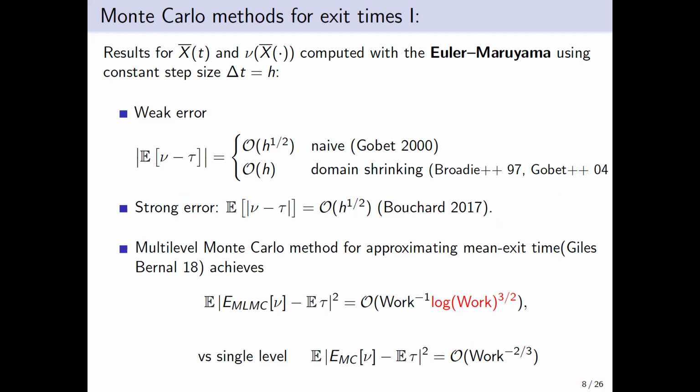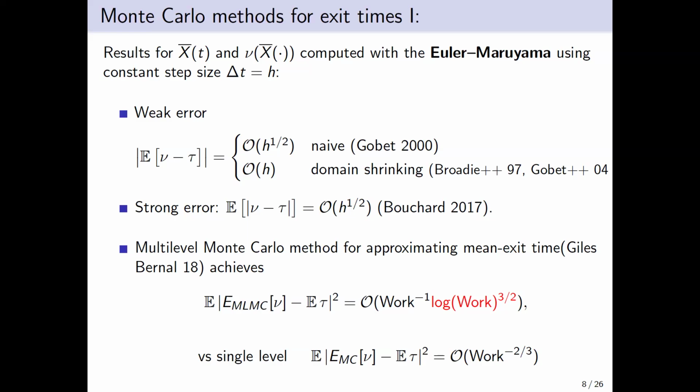What has been discovered by Broadie and Glasserman, and later Gobet for more general domains, is that if you shrink your domain appropriately, with some order associated to the time step that you use, roughly square root of h in all directions, then you actually improve the weak convergence rate to order h. So you compute the exit time of the numerical problem on a smaller domain than what you should do for the true problem.